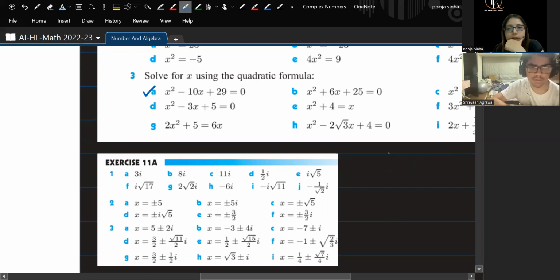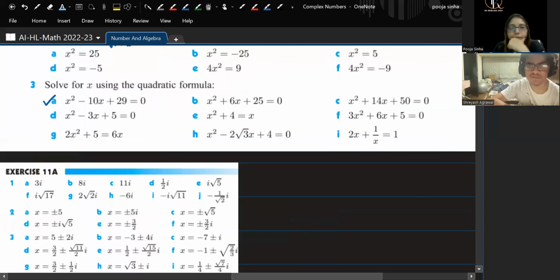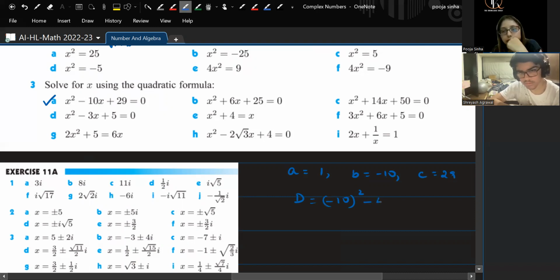Let's check. Because I got D as -16. So A is 1, B is -10, C is 29, and D is 100 minus 116, that is B squared minus 4AC. So 100 minus 29 into 4, 116. Okay.